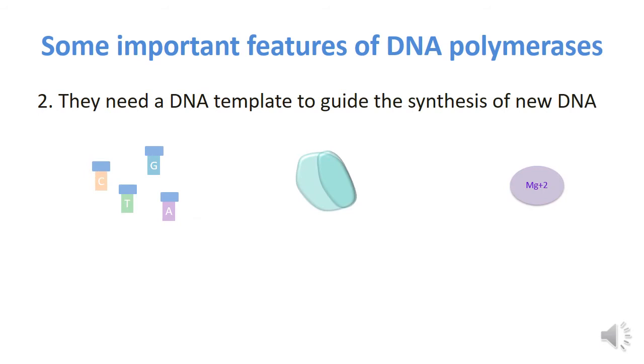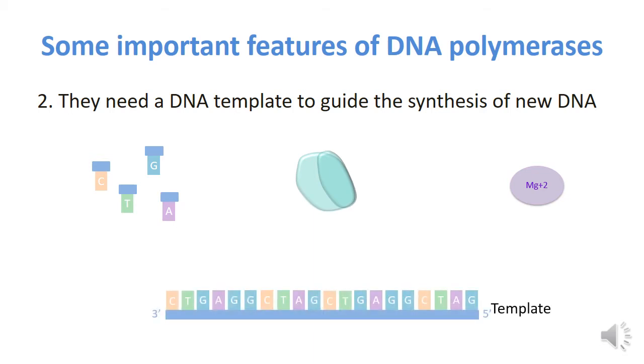If the DNA polymerases cannot function alone, what should they do? They should obviously get the support of a companion. And this companion is a DNA template to guide the synthesis of new DNA. Because DNA polymerases can polymerize deoxyribonucleotides only if their nitrogenous bases are complementary to the nitrogenous bases on a template.